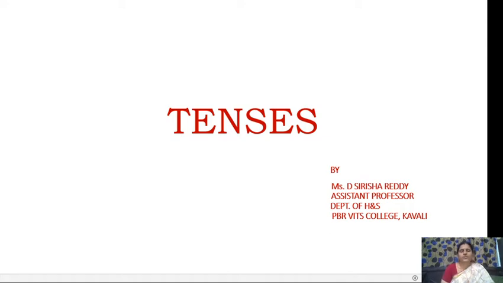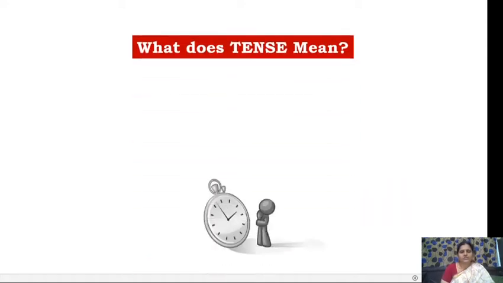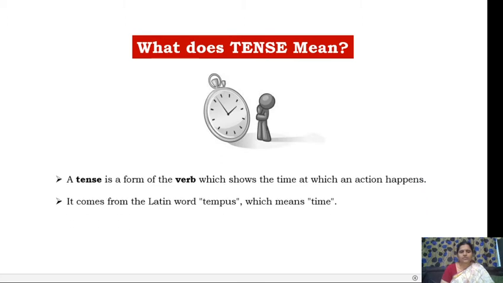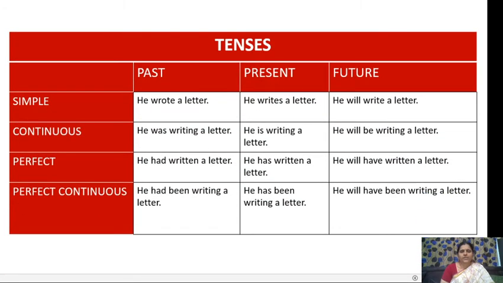First of all, what is meant by tense? Tense is a form of the verb which shows the time at which an action happens. This word comes from the Latin word tempus, which means time. Usually, we have three types of tenses. Those are past, present, and future.